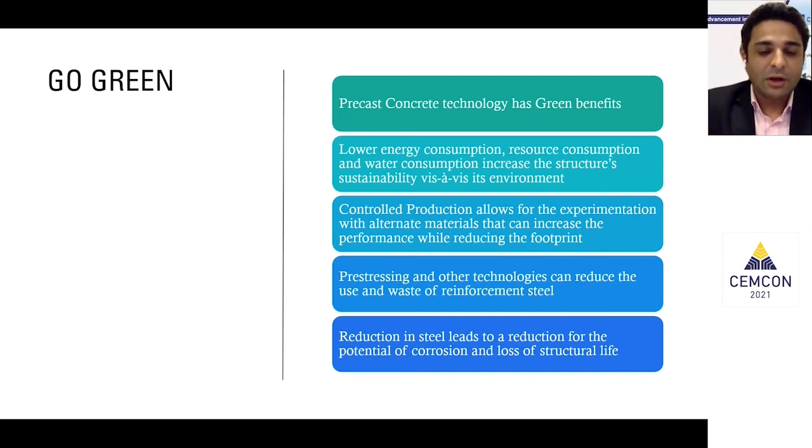Because it's a factory based approach, we can be very experimental with the kind of materials we use. So our concrete, we can use things like GGBS, microsilica, all of those things to try and increase the life of our concrete, the performance of our concrete, while reducing our overall consumption of resources. Furthermore, things like pre-stressing and some design innovations can help us again maximize our output by minimizing our footprint.